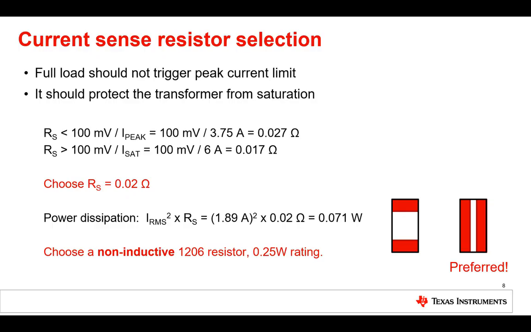As the power dissipation is in the range of 70 milliwatt, a resistor that can dissipate 1/8 of a watt seems to be sufficient. But to have enough margin, I use a 1206 non-inductive resistor that can dissipate 1/4 of a watt. As inductance and capacitance of a resistor are heavily dependent on the distance of the terminals, I recommend using a resistor that has the terminals on the long edges as indicated by the pictures on the bottom right.